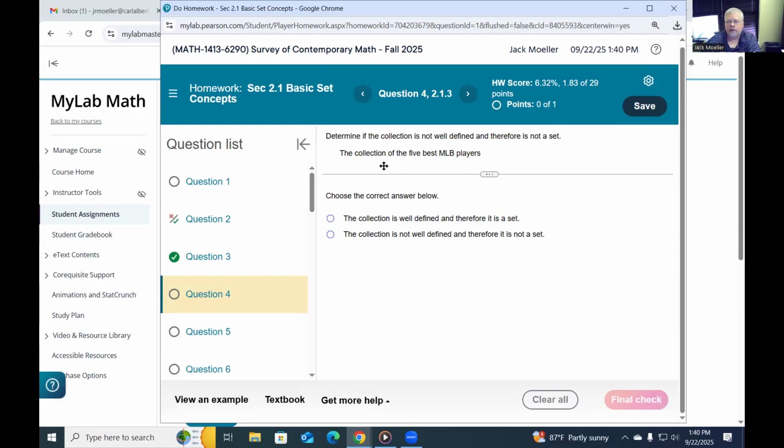Collection of the 5 best MLB, Major League Baseball. So is that well-defined? Well, here's the problem. What's best mean? There's no way you're going to get a group of people who follow baseball that are going to agree on what best is. So that is definitely not well-defined.